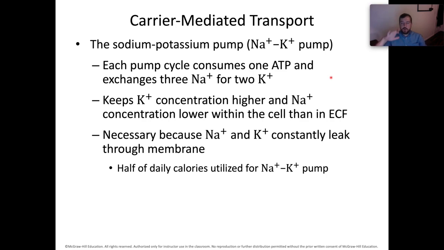And what this does is it keeps potassium concentration higher in the cell and sodium lower in the cell. A little way for you to remember this is it's salty outside the cell. So sodium and chloride are high outside the cell. Potassium is high inside the cell. The reason this is necessary is because the membrane is leaky between sodium and potassium. So you wouldn't be able to keep this concentration correct without it. So you're fighting this leak in the cell.